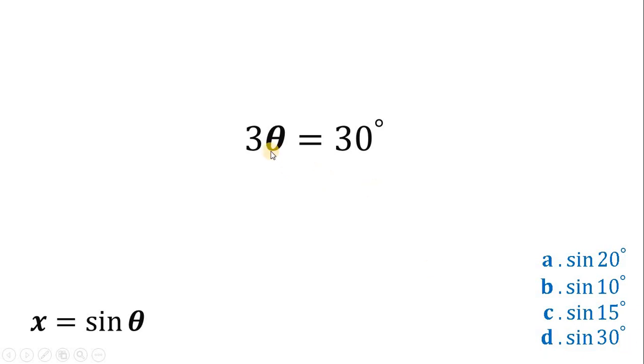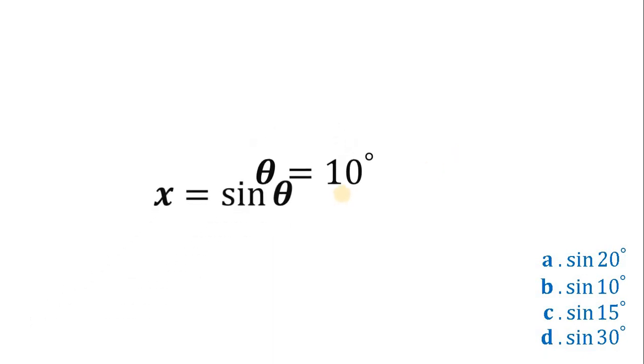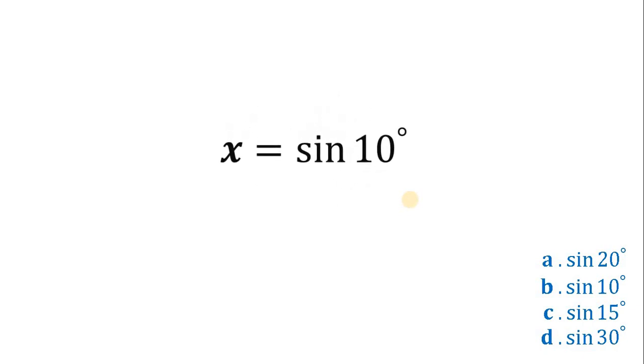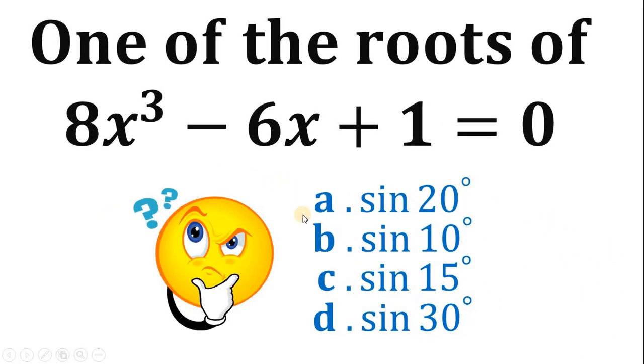Now, to solve for the value of theta, let's divide both sides by 3. And 30 degrees over 3 is just 10 degrees. Therefore, since x is just sine theta and theta is 10 degrees, therefore x is equivalent to sine of 10 degrees. Therefore, our answer to this question is letter B, sine 10 degrees. And as always, we are done.